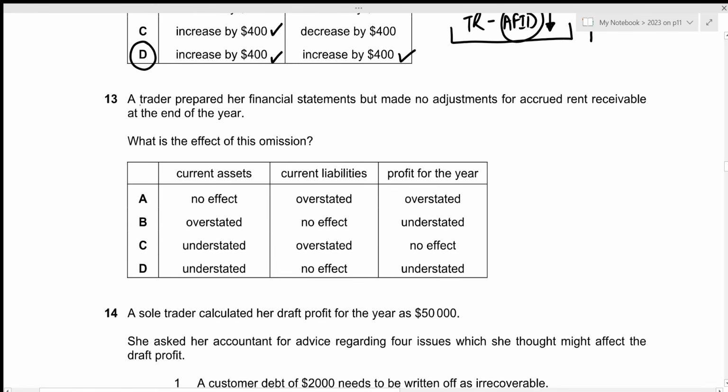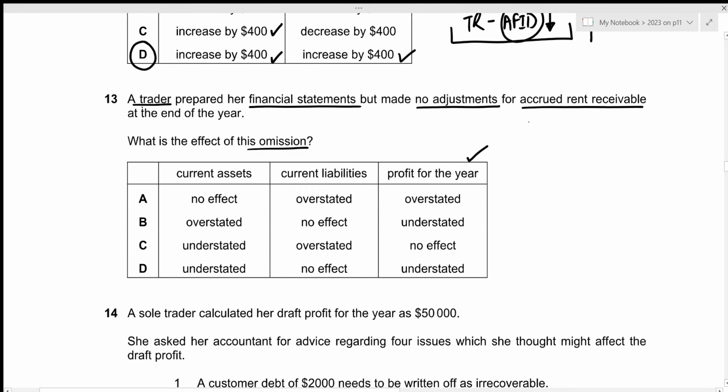Now for question number 13, a trader prepared her financial statements but made no adjustments for accrued rent receivable at the end of the year. Now what is the effect of this omission? We need to figure out the effect on current assets, current liabilities, as well as profit for the year.